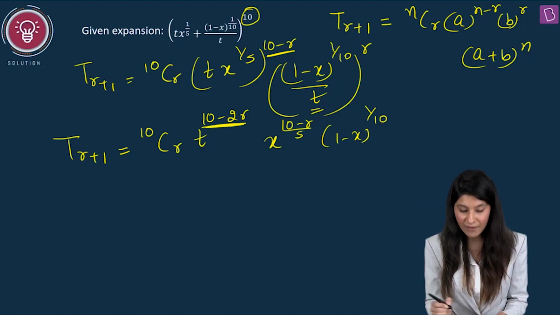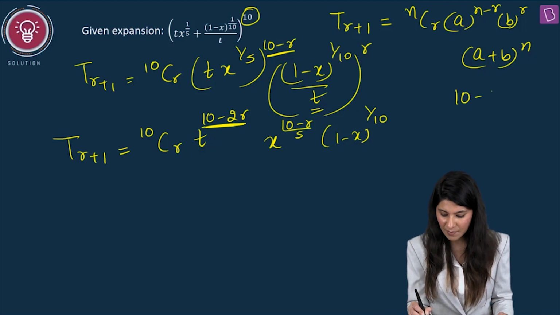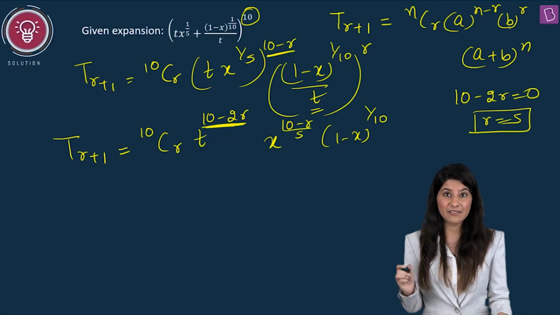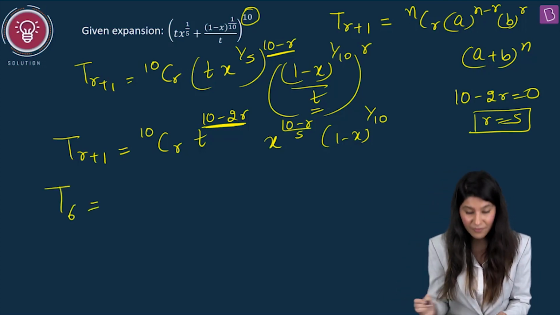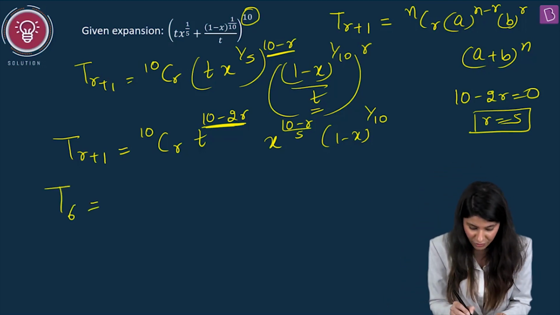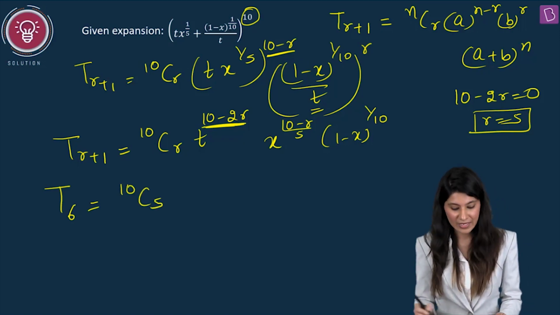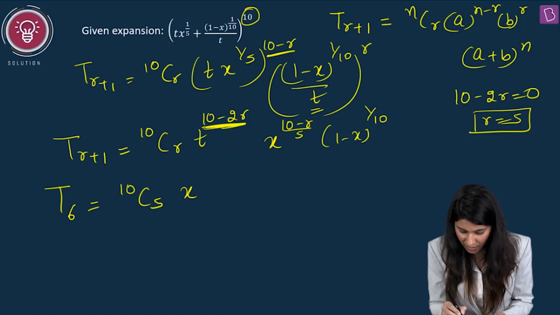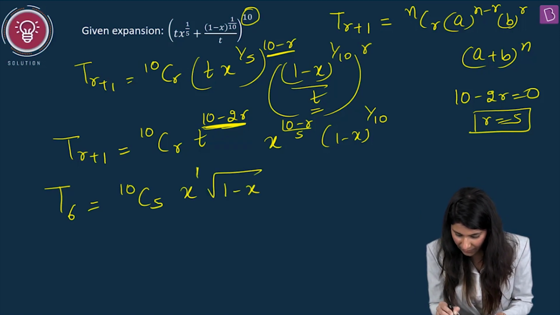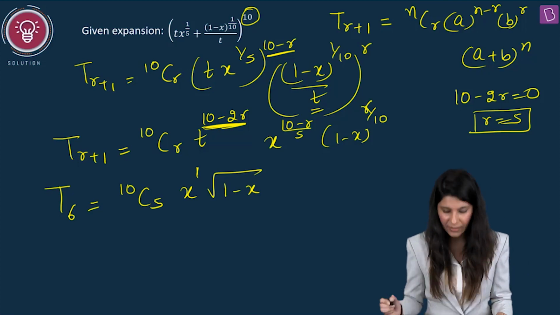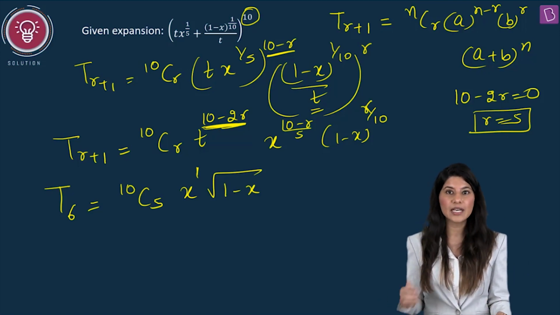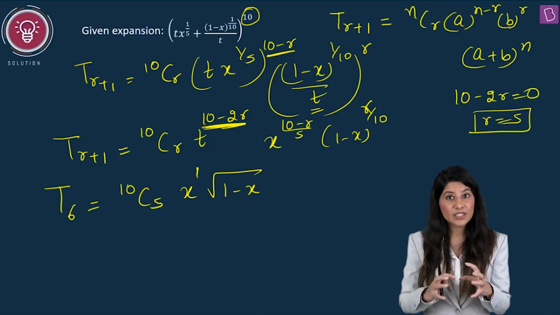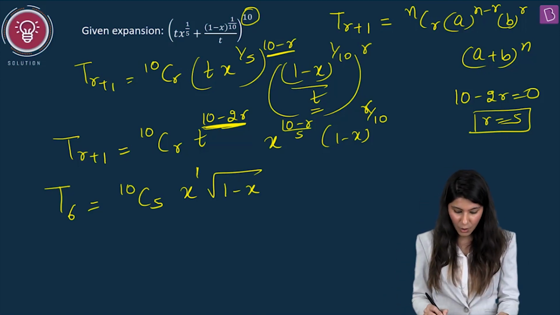And what I want is the power of t to be equal to 0. Hence, 10 minus 2r equals 0. That means r equals 5. If r is 5, that means T6 is the term which is independent of t, which is 10C5. This is of course 0. t raised to power 0 is 1. So x raised to power 1 and square root of 1 minus x. Here we have r as well, r by 10. 5 by 10 is what? 1 by 2, square root of 1 minus x. Okay, cool. This is T6. Term independent of t we have got nicely.